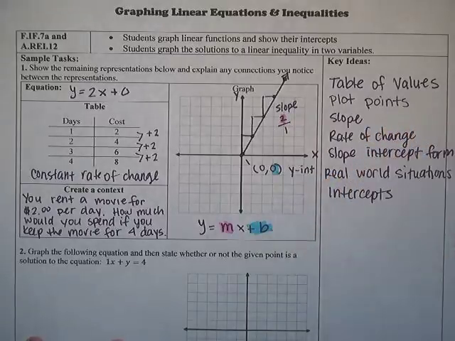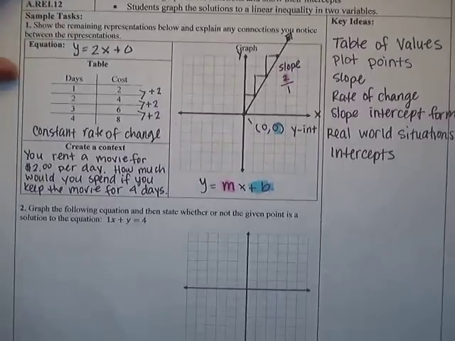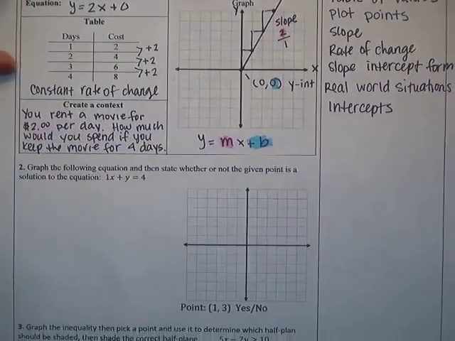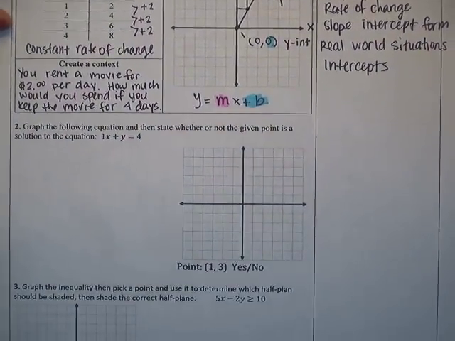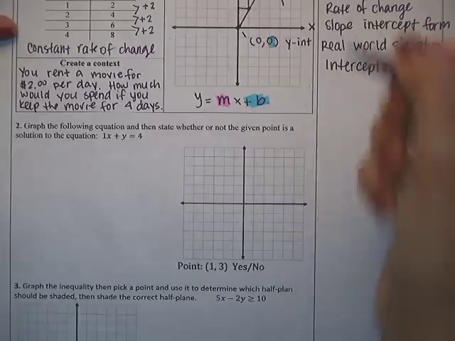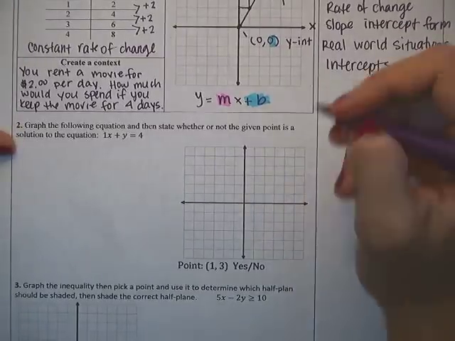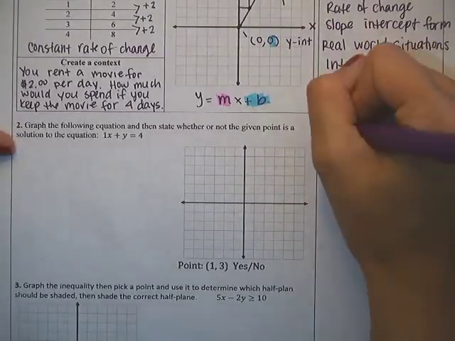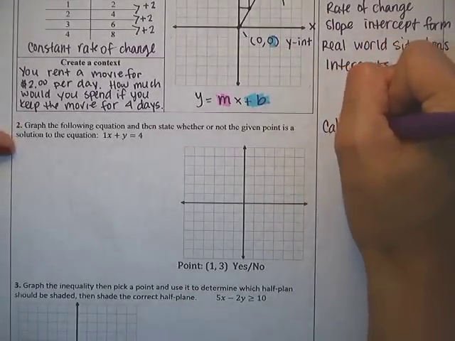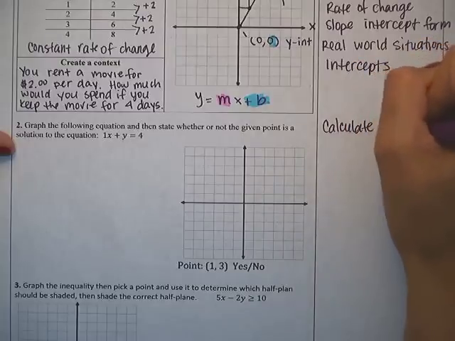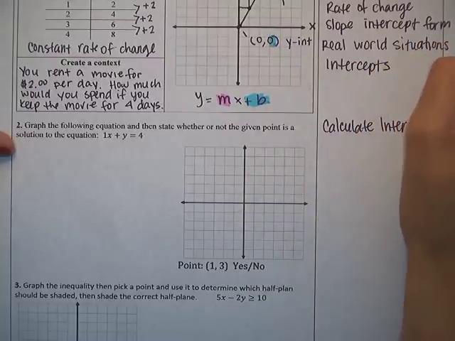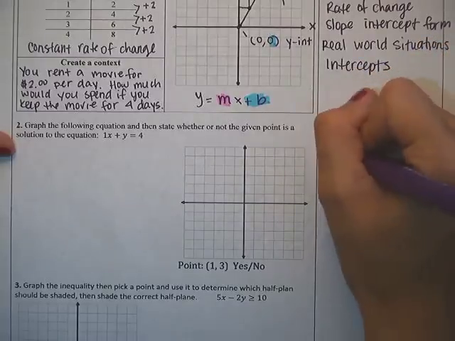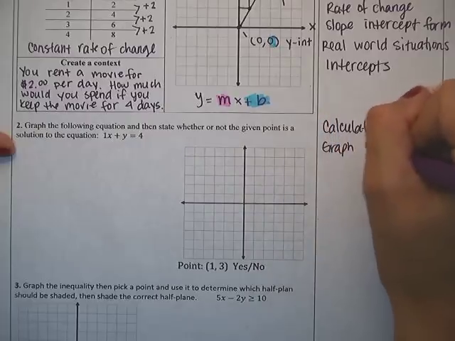In sample task number 2, it says to graph the following equation and then state whether or not the given point is a solution to the equation. So speaking of intercepts, for number 2, we're going to graph this in another method. We're going to calculate the intercepts, and we're going to use those intercepts to graph, using intercepts.